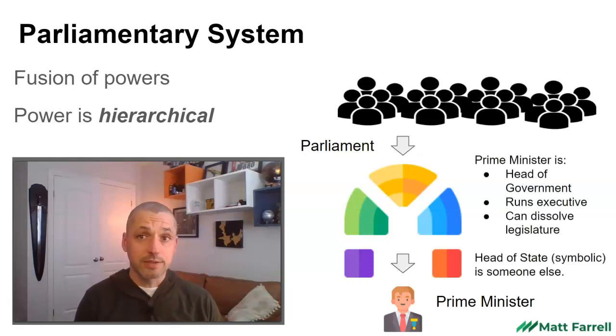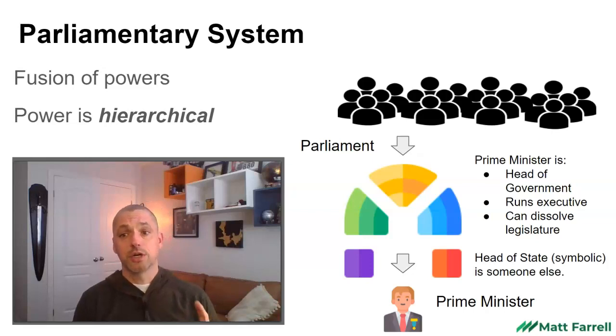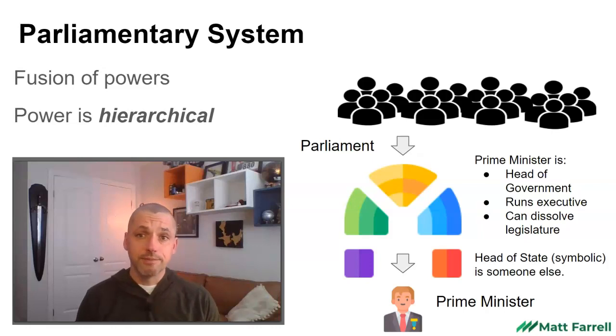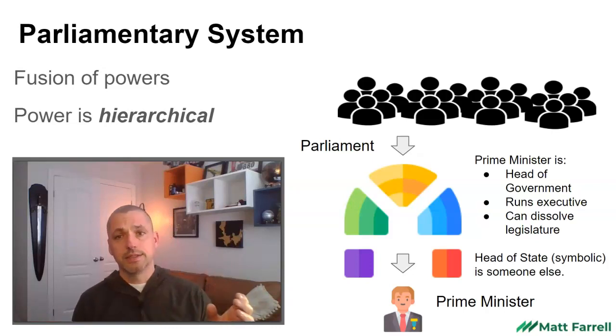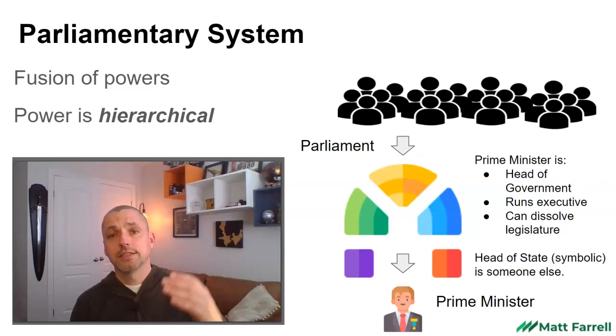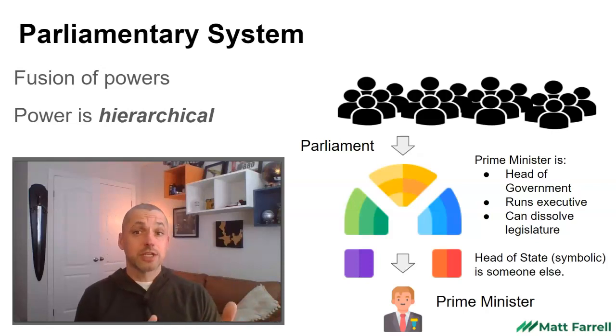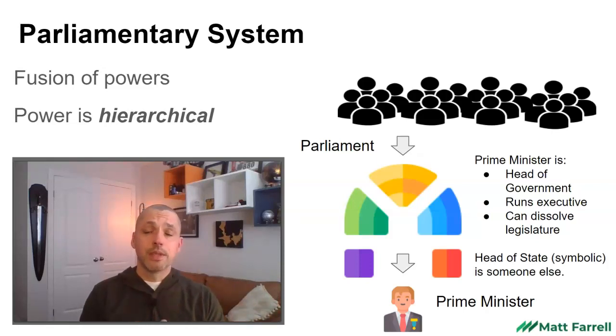They are the head of government, which is like the chief executive of the government. They have to run the entire executive branch. They're in charge of the military. And they can dissolve the legislature, which is a very important power for prime ministers to have, basically to be able to choose when you want to have the next election. The head of state is someone different, typically a monarch. Now, in this arrangement, power is hierarchical in the sense that the prime minister gets its power from the legislature. The legislature could, through a vote of no confidence, remove the prime minister.